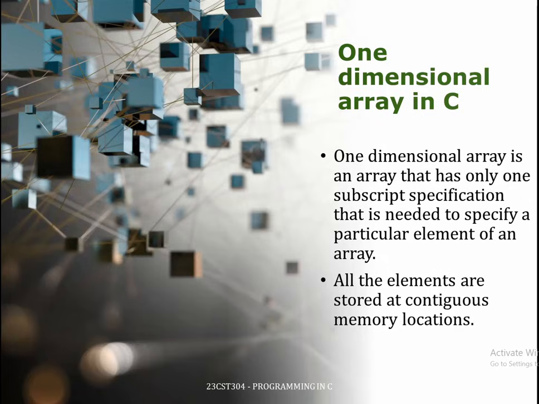Now let us take an example. Suppose we declare int marks[5]. This creates an array that can store 5 integer values. Internally, the computer creates 5 continuous memory locations. The first value is stored in marks[0]. The second value is in marks[1].